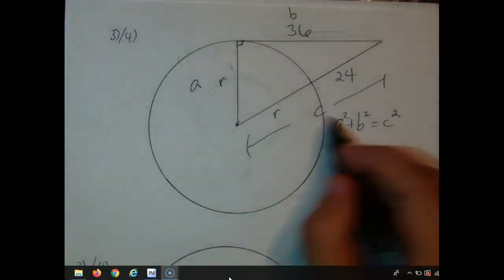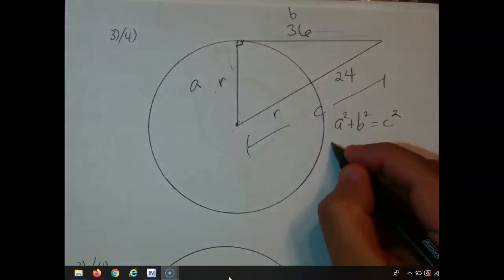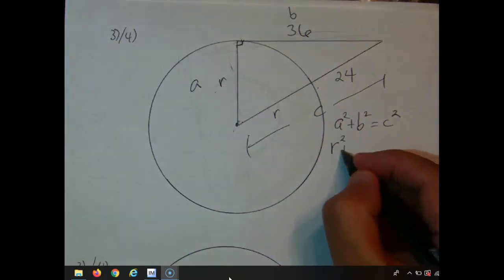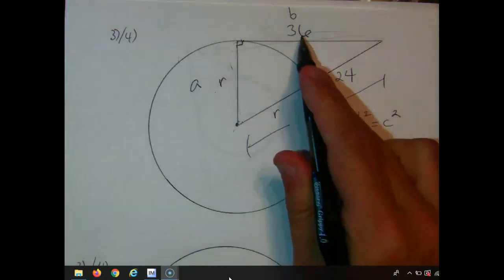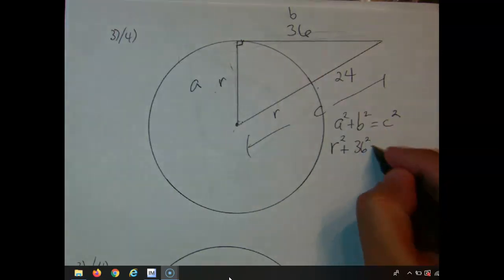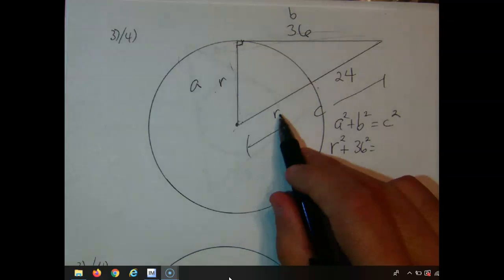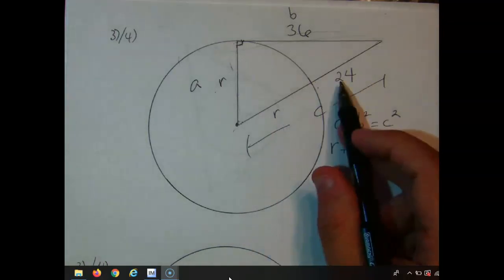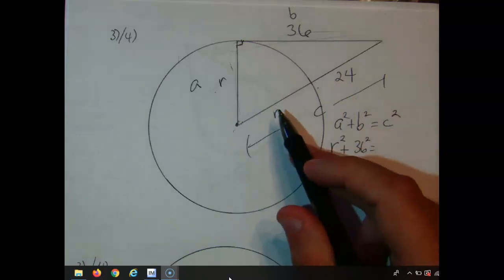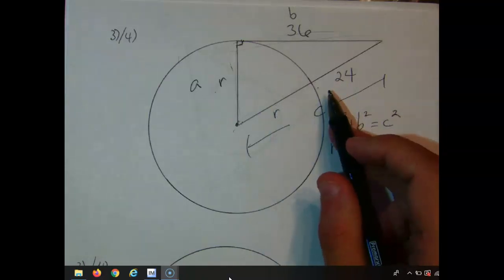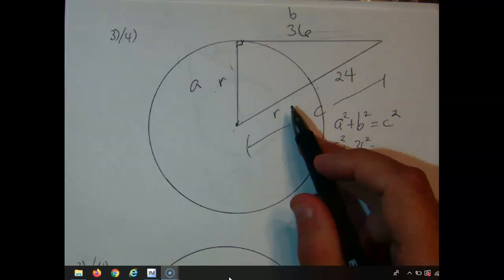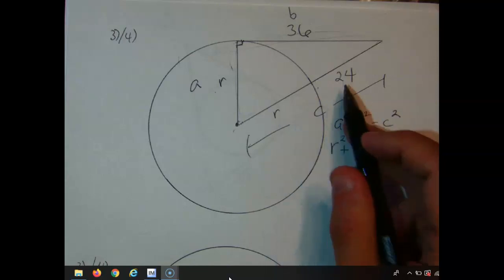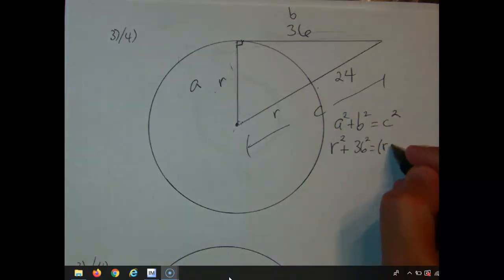Well, in the place of A, we have R. So that's R squared. B, 36 squared. C, this is not 24R. I have several students year after year that want to say R in 24 is 24R. No, this is R plus 24. So R plus 24 squared.